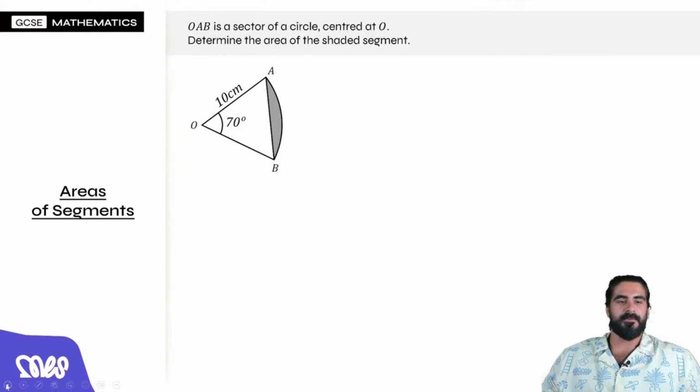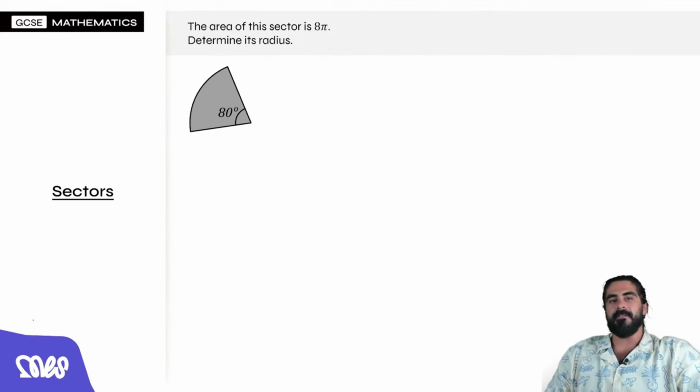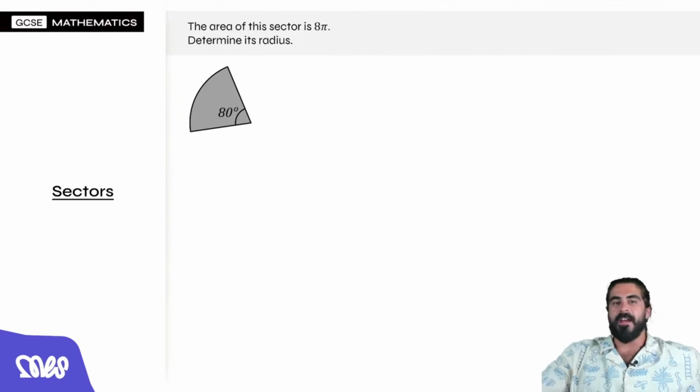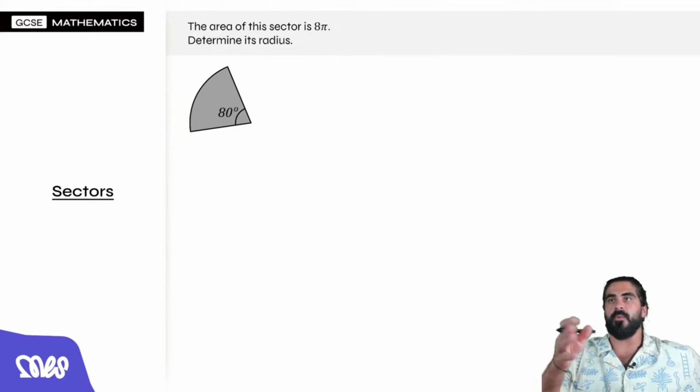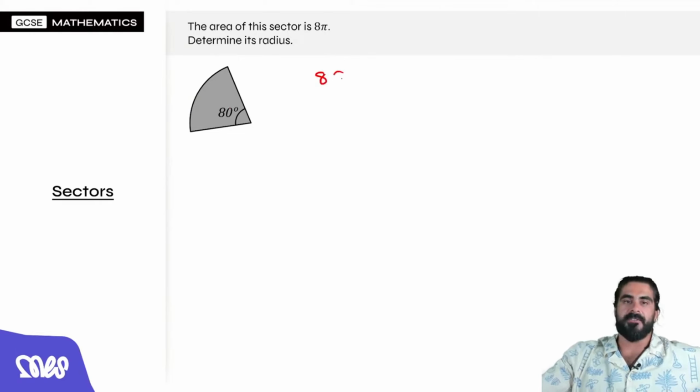It says, oh, gone too far. It says the area of this sector is 8 pi. Determine its radius. Now this is where we are working backwards kind of. So the angle at the center is 80. The angle at the center is 80.